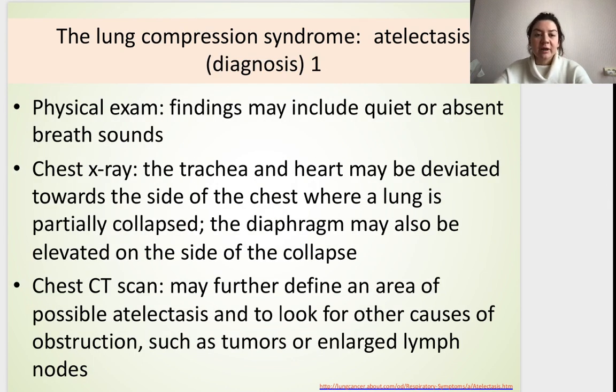For diagnosis of atelectasis, we use physical examination. Findings may include quiet or absent breath sounds. On chest X-ray, the trachea and heart may be deviated towards the side of the chest where the lung is partially collapsed. The diaphragm may also be elevated on the side of the collapse. Chest CT scan may further define an area of possible atelectasis and look for other causes of obstruction, such as tumor or enlarged lymph nodes.